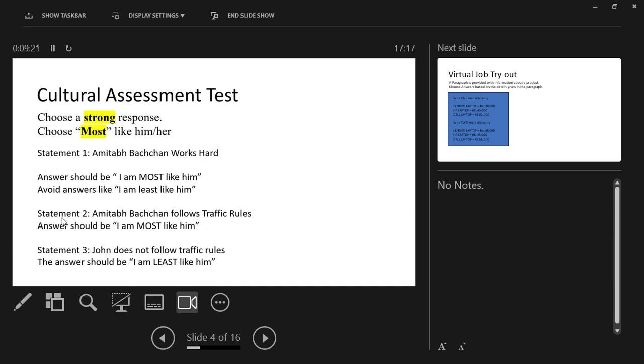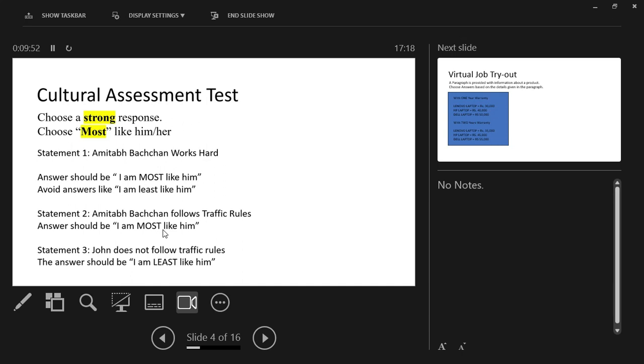The second statement, just for the sake of example, is Amitabh Bachchan follows traffic rules. The answer I can give here is I am most like him again, because I also follow traffic rules, and that is the reason I would relate myself as a person who follows traffic rules. If I say I am least like him, what does it mean? It means that I don't follow traffic rules.